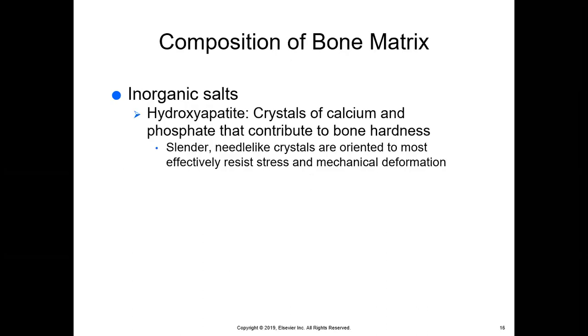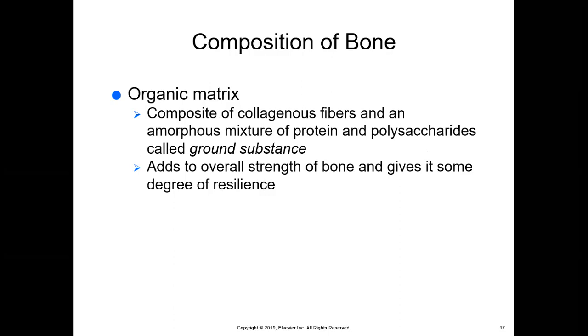And then we have the composition of bone matrix. The extracellular matrix is what it's made up of, and a lot of it's inorganic salts. Crystals of calcium and phosphate contribute to bone hardness. That's when we talk about calcification. Calcification is part of that process that makes bones hard. That's in the extracellular matrix. Then we have the organic matrix, a substance called ground substance, which is a mixture on the outside of the cell. It adds to the overall strength of bone and gives it some degree of resilience.